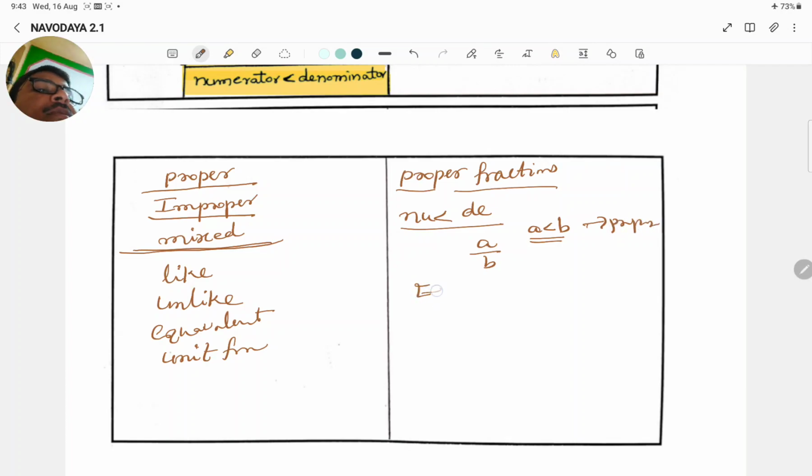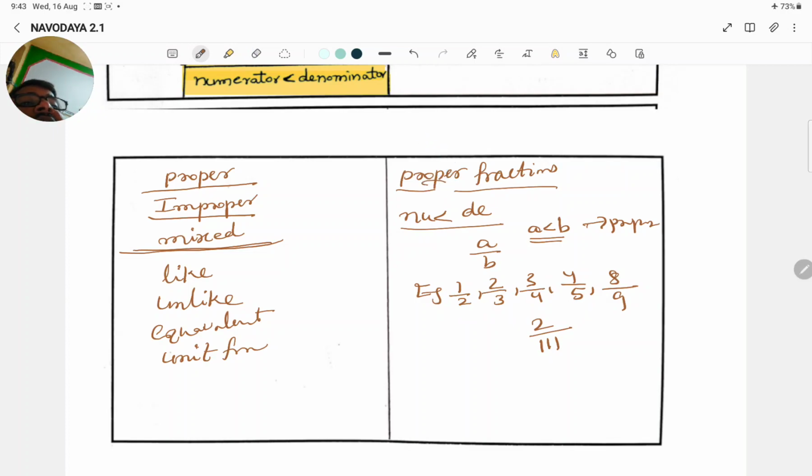Proper. For example, 1 divided by 2, 2 divided by 3, 3 divided by 4, 4 divided by 5, 8 divided by 9. These are examples of proper fractions. When you observe, the numerators are less than the denominators. Okay, these are proper fractions.